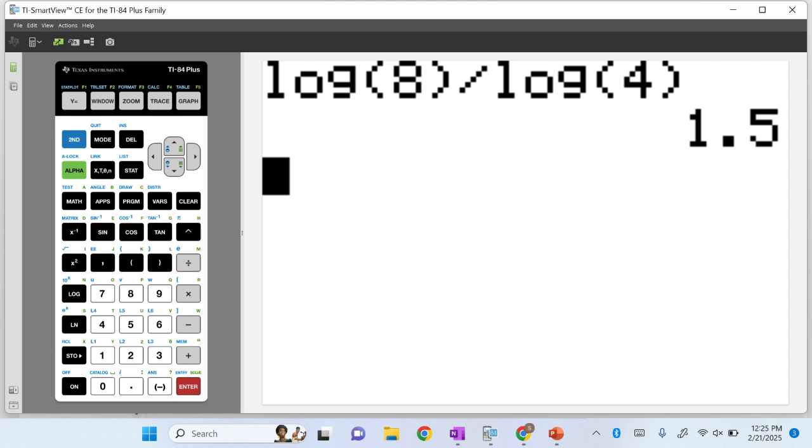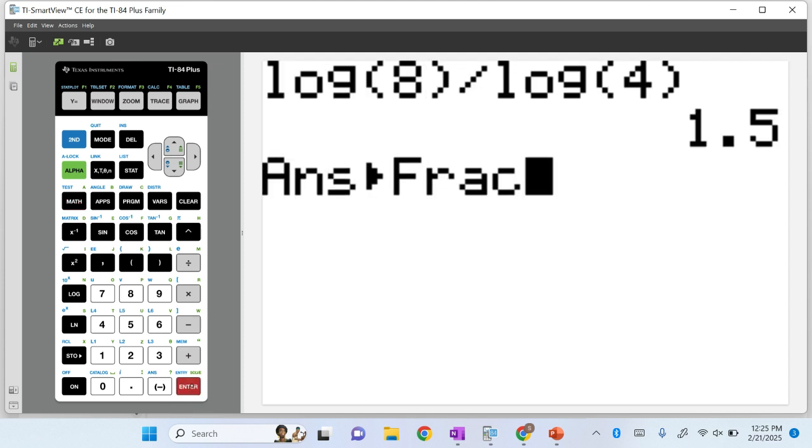Now, what's 1.5 as a fraction? How do I find it if it's a fraction? Well, we know it's 3/2, but how do I find it in the calculator if I didn't? Math, enter, enter. It's 3/2. Now, this was a nice one. More often than not, your answer will be an irrational number.